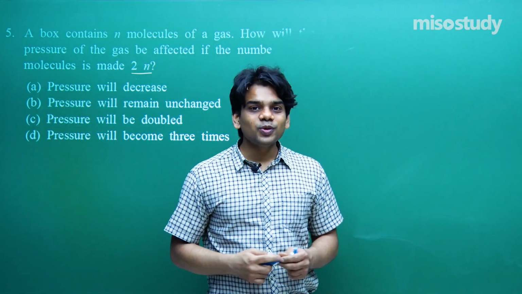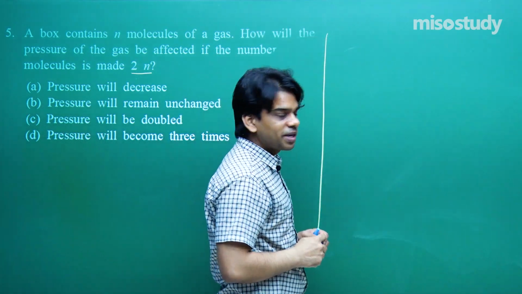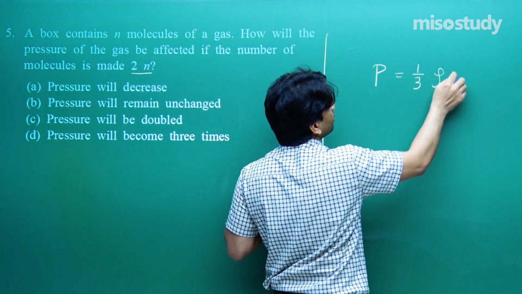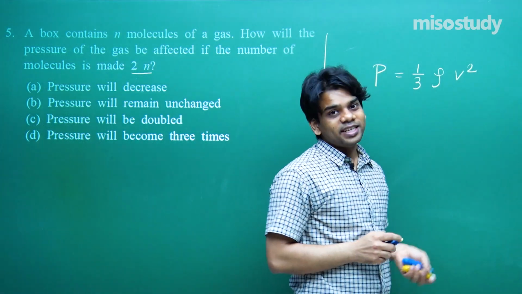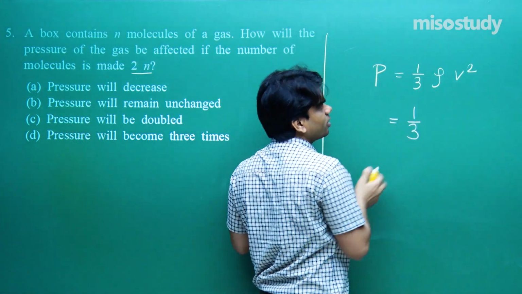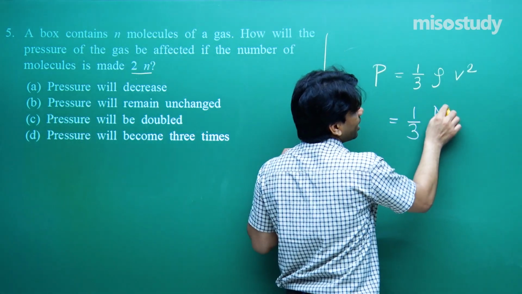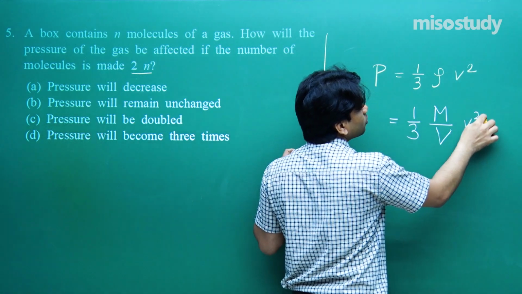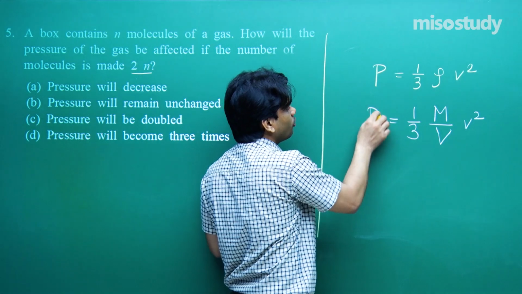Now, how to comment on this? While discussing the pressure of a gas, we reached the formula P equals 1 by 3 rho v square, where rho is the density of the gas. Now, we can write rho as mass per unit volume, total mass of gas M, total volume V, capital V we are using, and for root mean square speed I am using small v. This is the value of pressure.